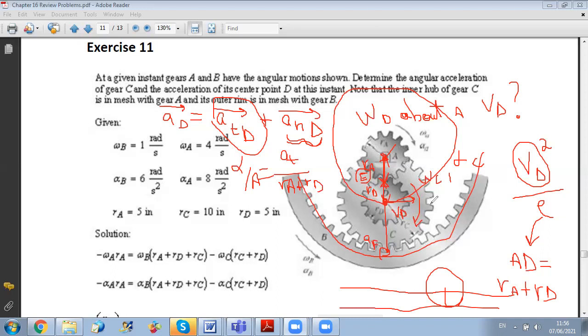This tangential acceleration, I can see it in two ways. I can see it as D being a point of gear C, but I can also see it as D rotating about A. And once I know this tangential acceleration, I can say that alpha about A is this AT divided by RA plus RD. And you can also get omega, saying that VD is omega of D about A times RA plus RD. Then you can get the angular motion of D about A.